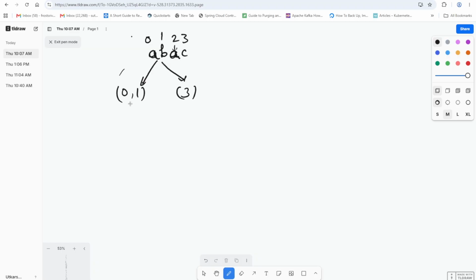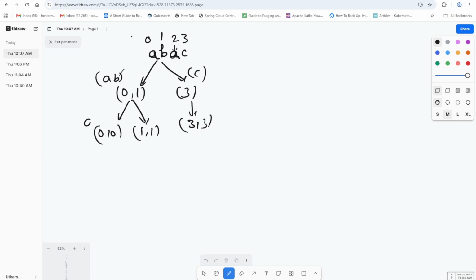That's why. And again, if we split it further, this will be AB, and this will be only C now. So it will be 0 0, and 1 1, and this part will be 3 3 only.